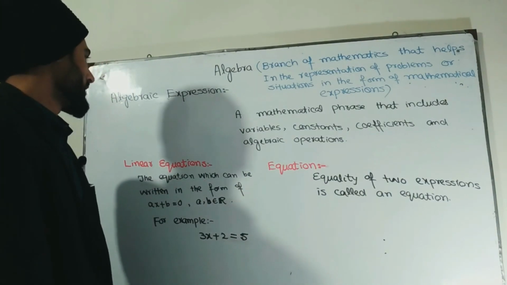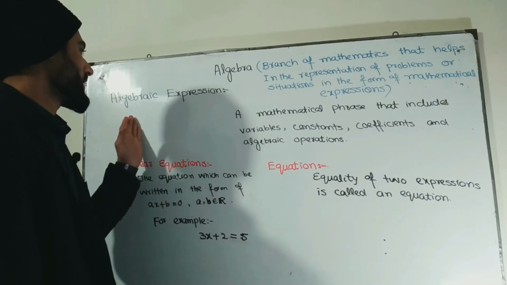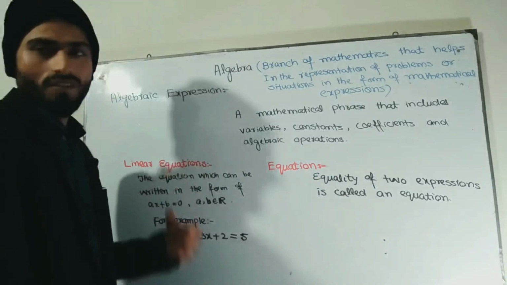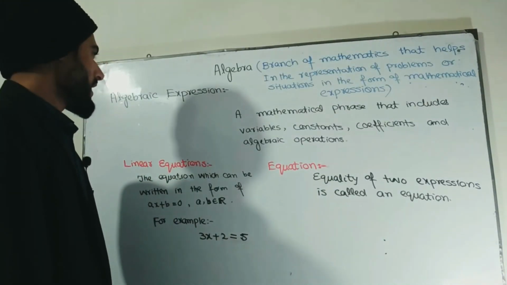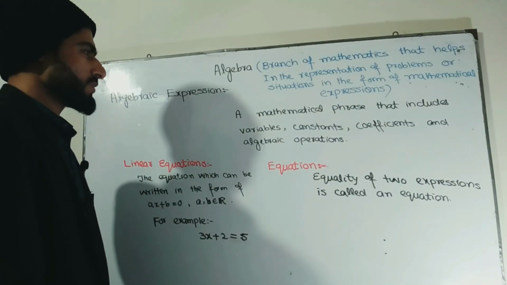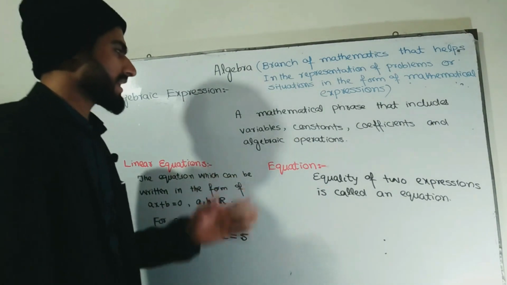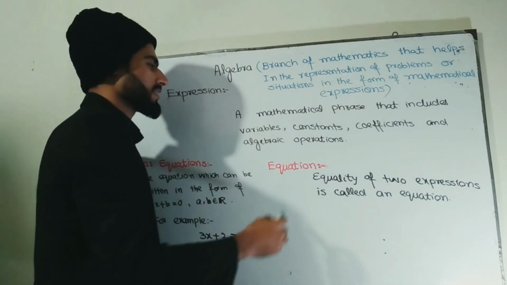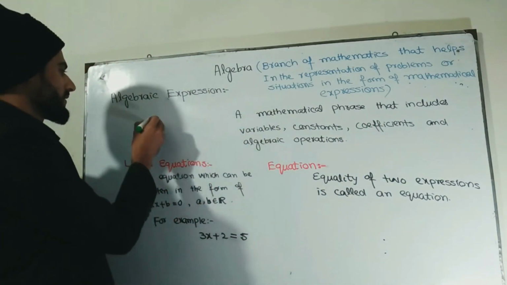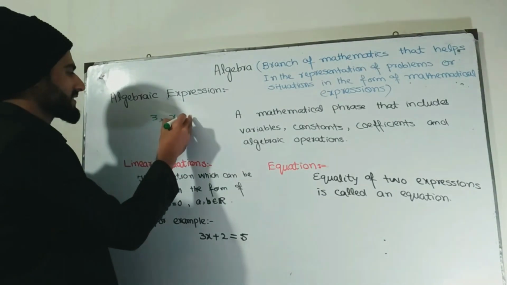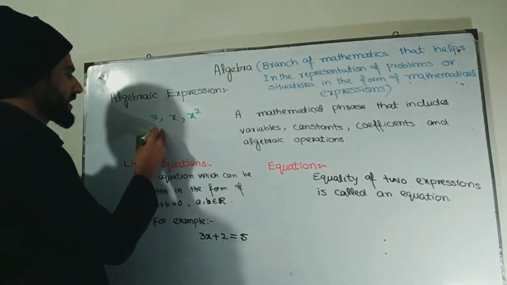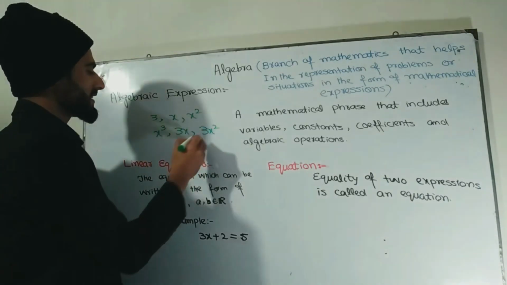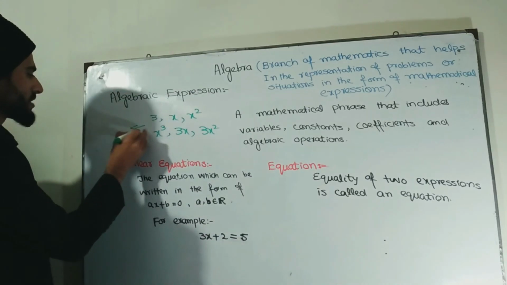Proceeding further, first of all, I want to describe what an algebraic expression is. Then you will clarify the definition of algebra. So, an algebraic expression includes a mathematical phrase that includes variables, constants, coefficients, and algebraic operations. Like x raised to power 2, x raised to power 3, 3x, 3x square. These are called algebraic terms.